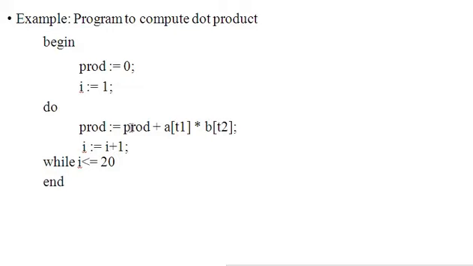Then T6 equal to product plus T5. Then product is equal to T6. T7 is equal to I plus 1. I is equal to T7. If I less than or equal to 20, then go to T1 statement, which is your step number 3. Then go to 3. So let us apply an algorithm to 3 address code to determine the basic blocks.